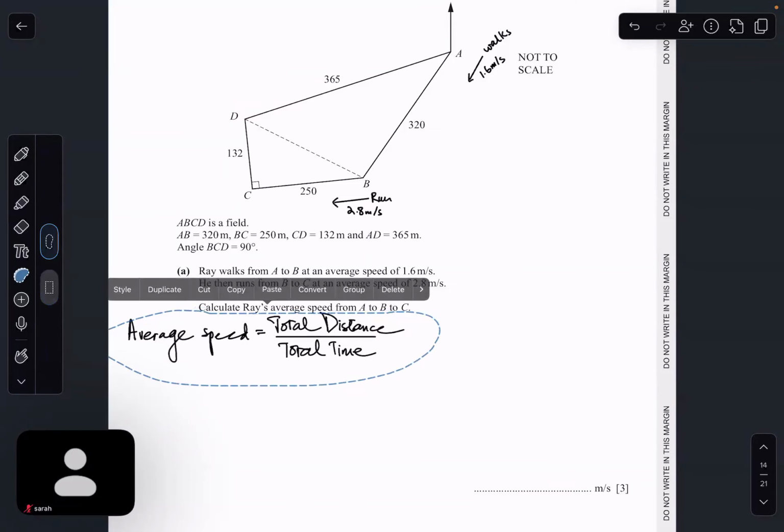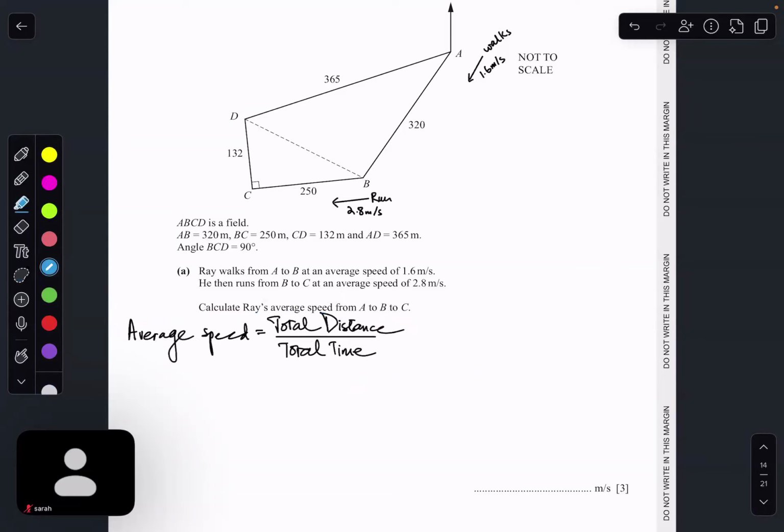The total distance will be: he went from A towards B, that is 320, and then he went from B towards C, that is 250. So add them up, 320 plus 250. That's the total distance. But when it comes to time, we don't have the time it took to walk from A to B and to run from B to C.